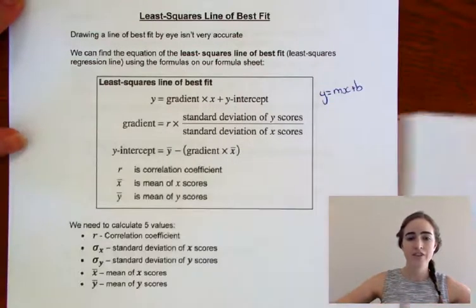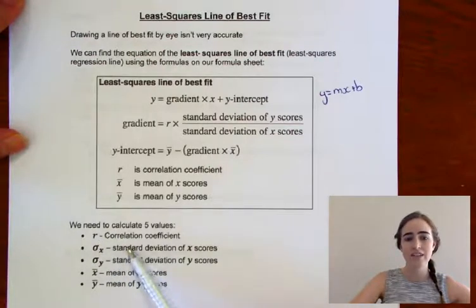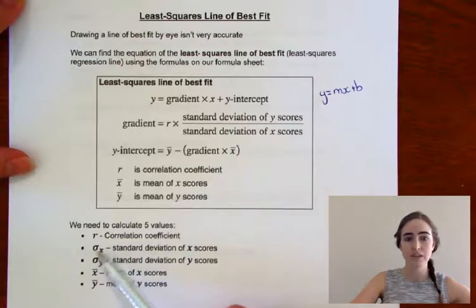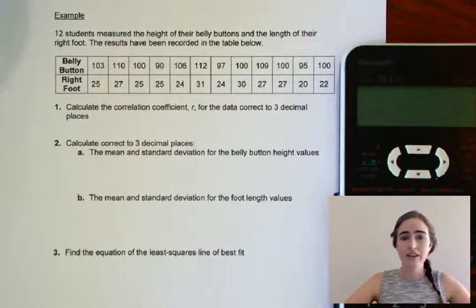So we're going to have to figure out 5 things. We need to find the correlation coefficient, the standard deviation of both the x and y scores, and this little symbol here, that's what the standard deviation looks like on your calculator. So they're the symbols you're looking for. And we need to find the mean of the x and y scores as well, and then we can plug it all in. So let's have a look at an example.